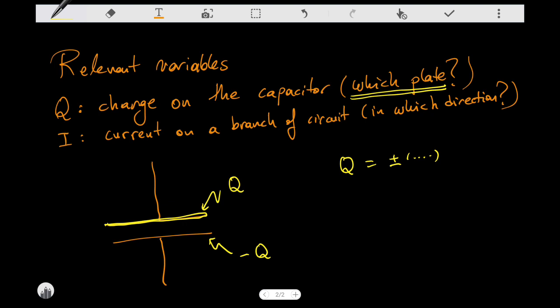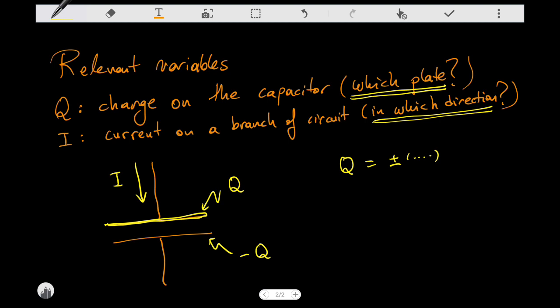Okay, let's also remember the current convention. When I'm specifying a current on a branch of a circuit, I have to specify in which direction. So I have to choose a direction and then say that the current on that branch along that direction is I. So this is a similar thing, right? For the charge, you have to specify which plate Q resides on, and for the current, I have to specify in which direction it is flowing.